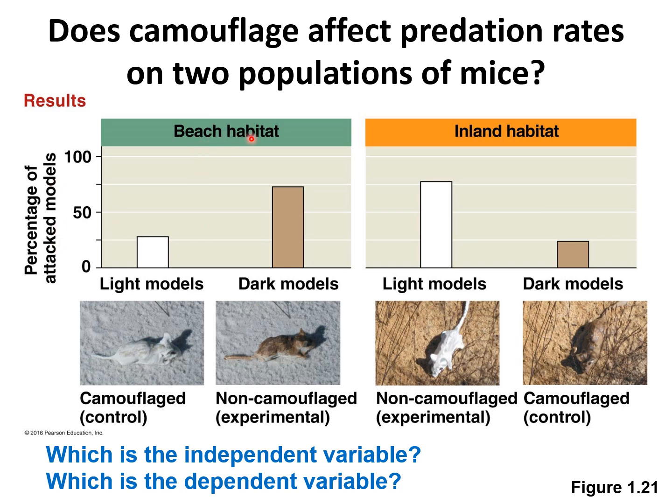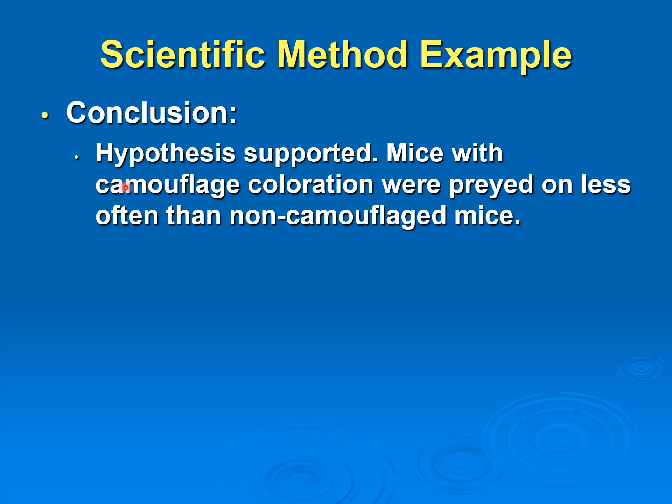So you can see in the beach habitat, the ones that were light colored were not attacked as much as the ones that were dark colored and stood out. And then in the inland habitat, the ones that were dark didn't get attacked as much as the ones that were light colored. The ones that were light colored got more bite marks on them. So those were our results. And then our conclusion is that our hypothesis was supported. The mice with the camouflage coloration were preyed on less often than the non-camouflaged mice.